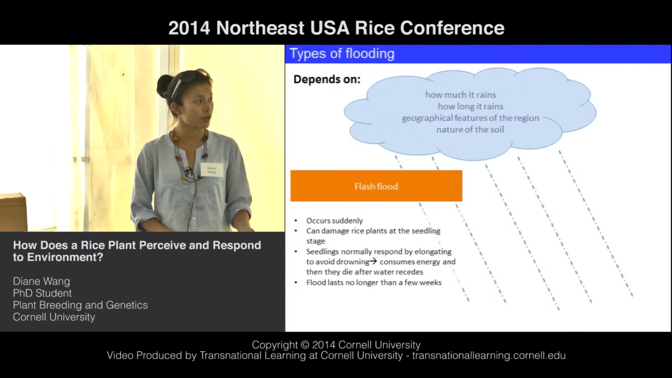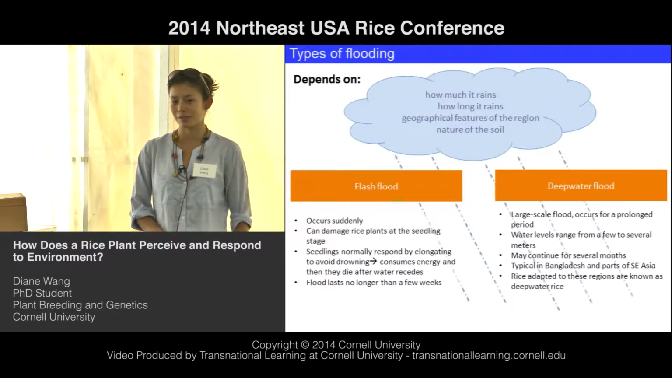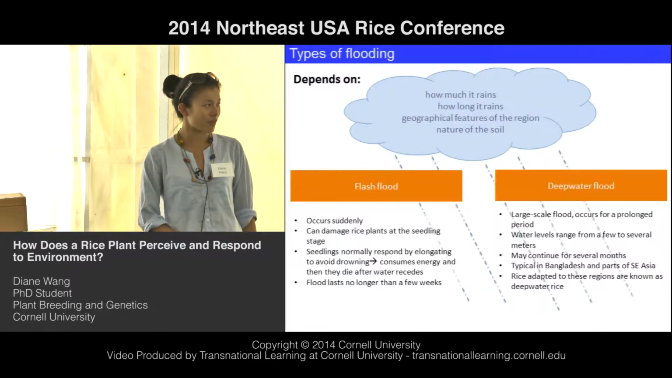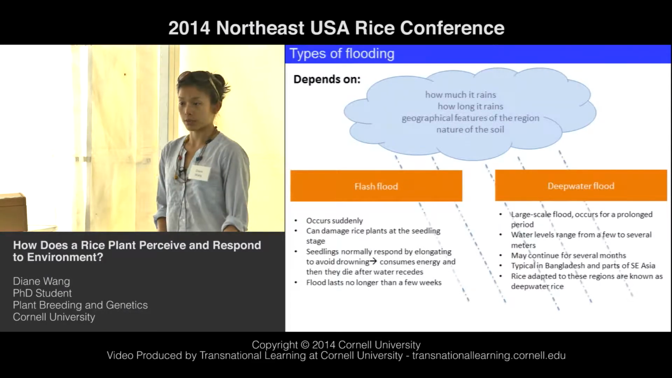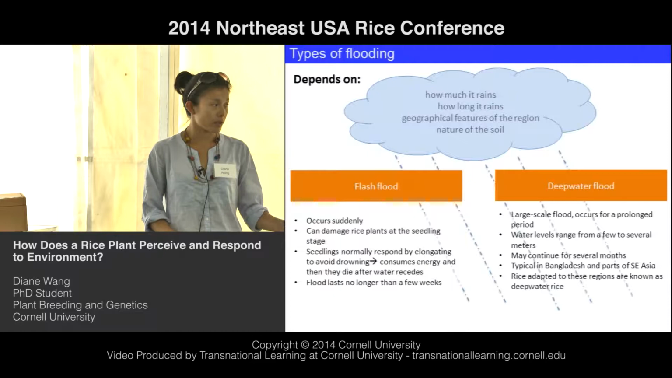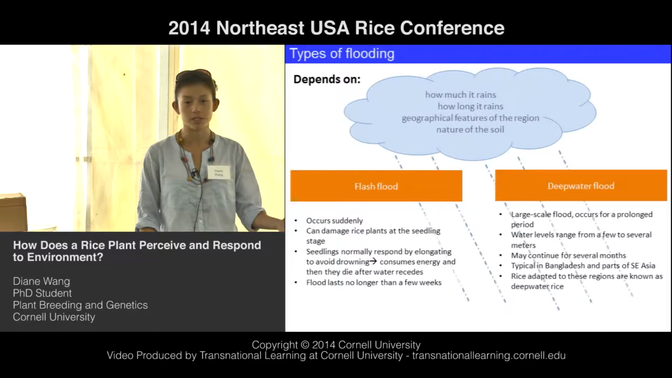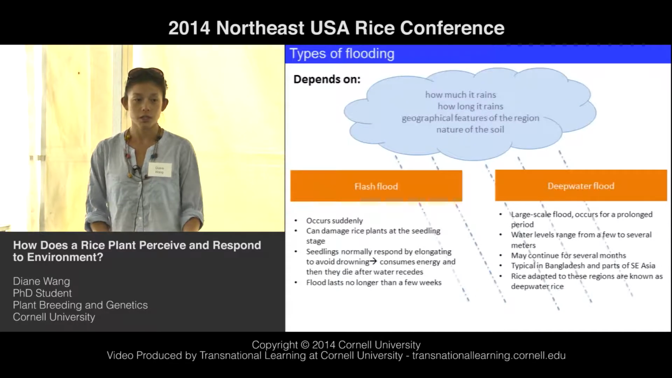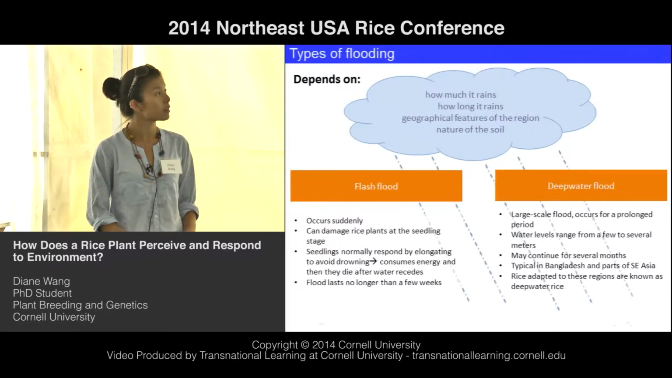The other type of flooding, which if you are really interested in deep water, you can talk to Peter because he lived in Bangladesh for maybe 12 years? Six years. And these are large-scale floods that occur for prolonged periods, and they're more predictable. The water levels range from a few to several meters, and this may continue for several months. And it's typical in Bangladesh and in parts of Southeast Asia. In fact, there's a special season for this, and they have special rice varieties that are adapted particularly to this deep water situation. And they're known as deep water rice.